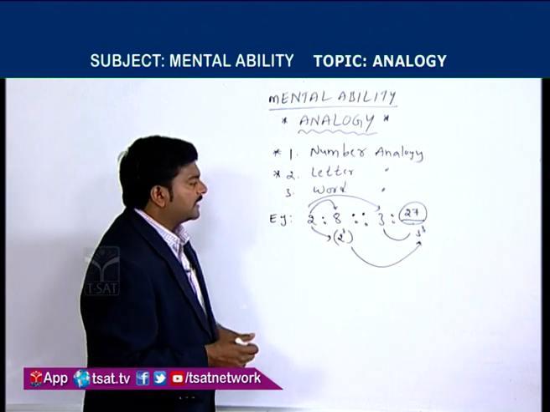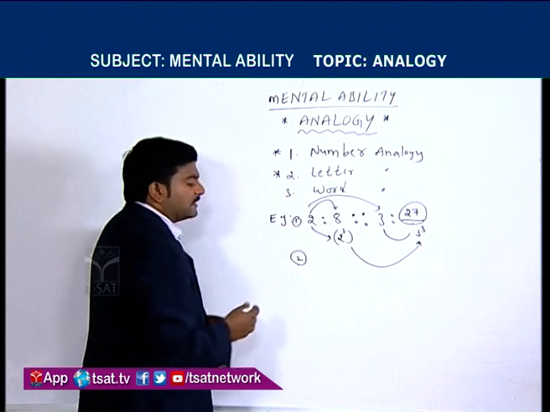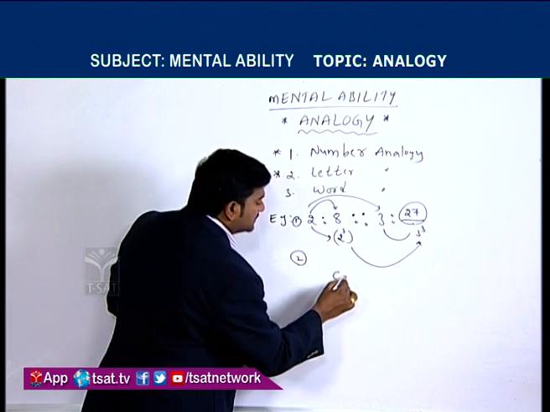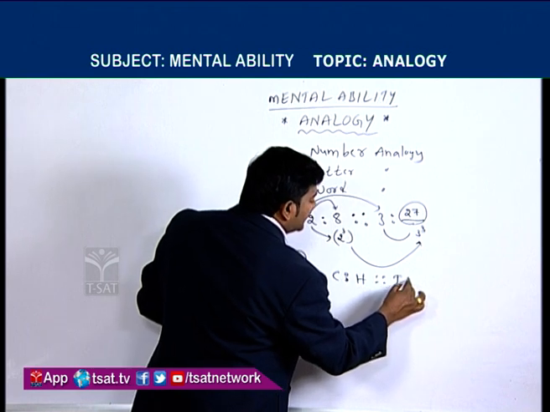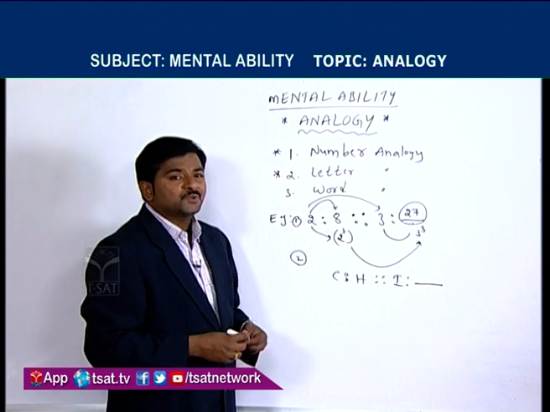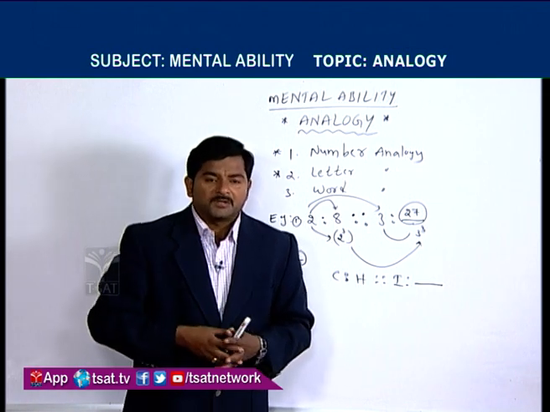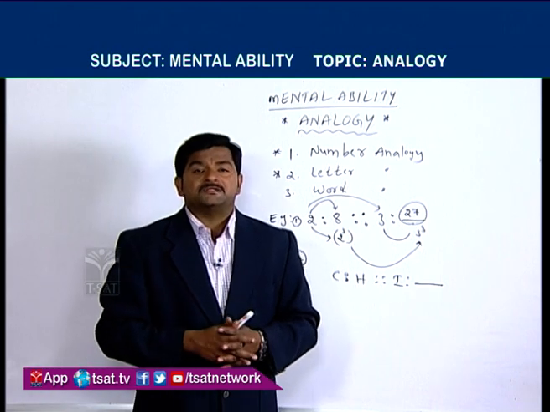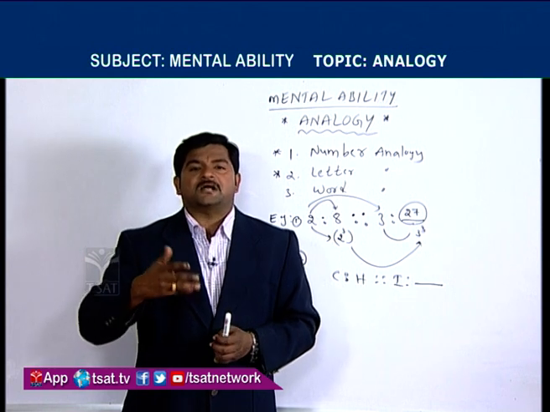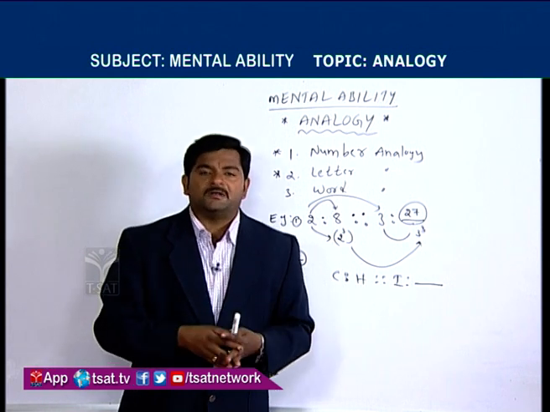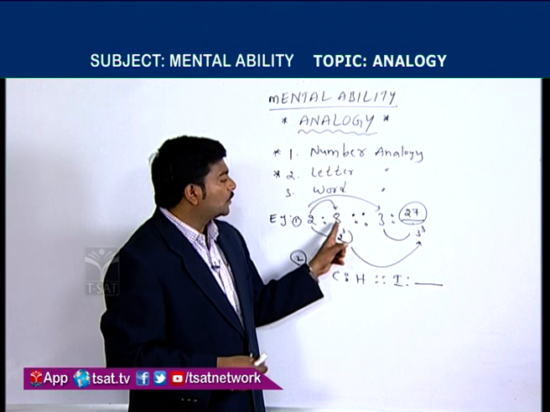Similarly, if you take letter analogy, I am taking simple examples. He gave one question like this: C::H is as I::dash. And one more thing I need to say here. Usually the analogy question answer depends on the given options. Sometimes if no option is given, multiple answers are also possible. So let's say the best example is, observe here, 2 cube.